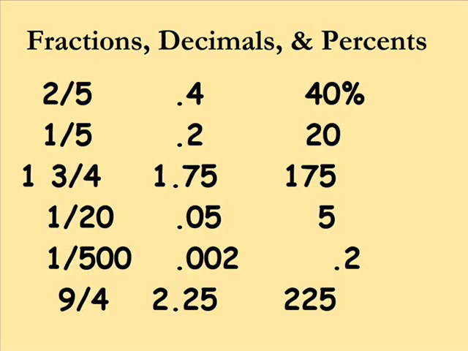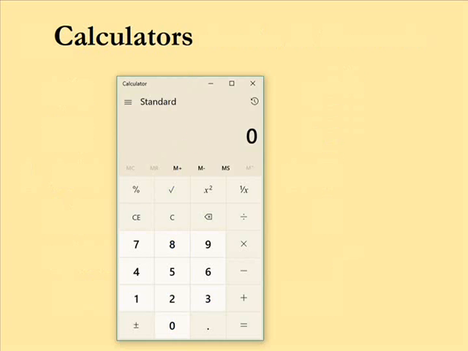1/20th. Well, how many times does 20 go into a dollar? How many nickels go in a dollar? 20 times. And that'd be 0.05 or 5%. 1/500th. Well, if 1/100th is a penny, then 1/500 would be a fifth of that, and that'd be 2 tenths of a penny. How about 9/4? Well, 9/4, 8/4 is 2, another one, 2 1/4, 2.25, and of course that'd be 225%.